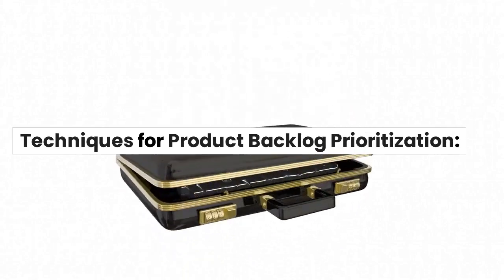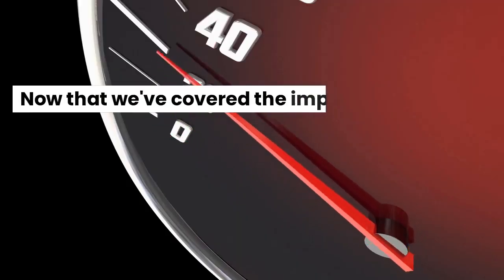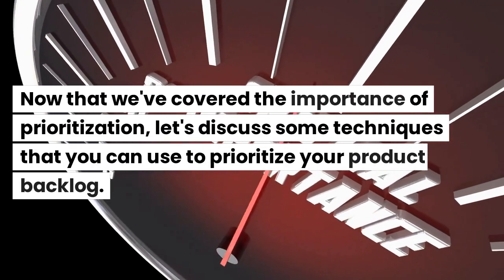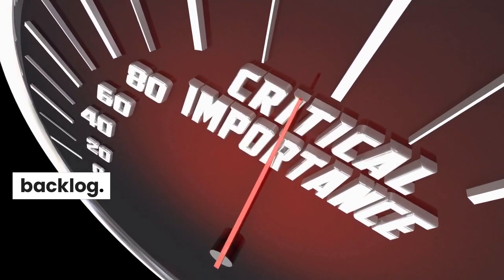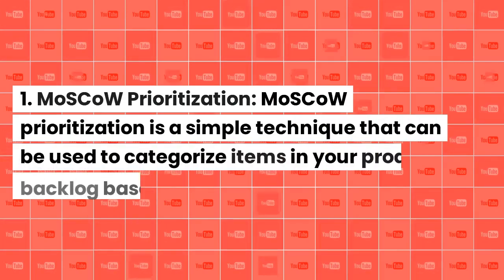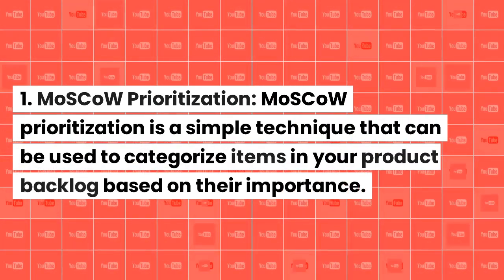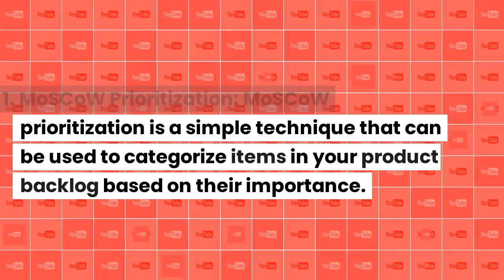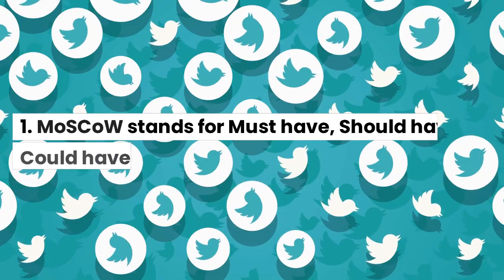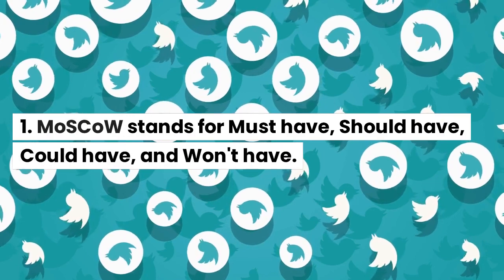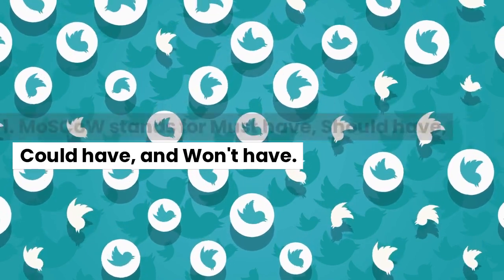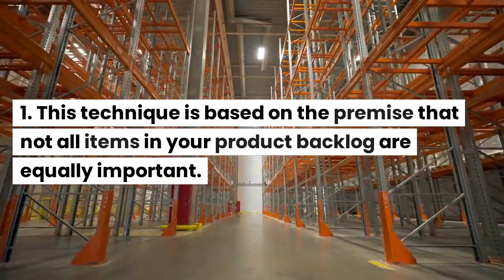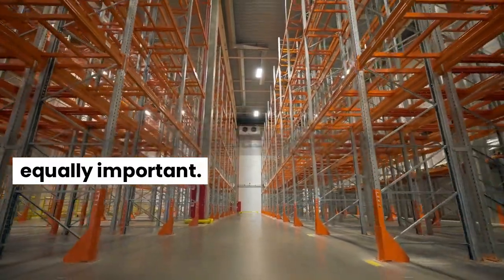Techniques for product backlog prioritization. Now that we've covered the importance of prioritization, let's discuss some techniques that you can use to prioritize your product backlog. 1. MoSCoW prioritization. MoSCoW prioritization is a simple technique that can be used to categorize items in your product backlog based on their importance. MoSCoW stands for must have, should have, could have, and won't have. This technique is based on the premise that not all items in your product backlog are equally important.